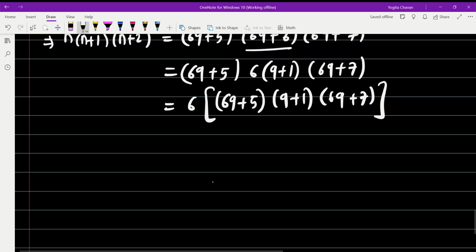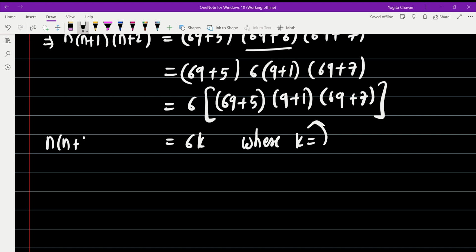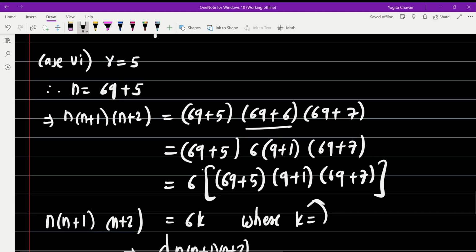So n into n plus 1 into n plus 2 is equal to 6 into k, where k is the term present inside the bracket. So n into n plus 1 into n plus 2 is equal to 6 into k. Again this implies 6 divides n into n plus 1 into n plus 2. So case number 6 also done.